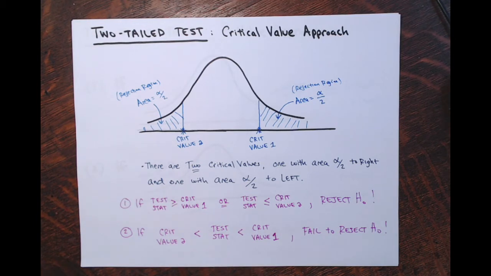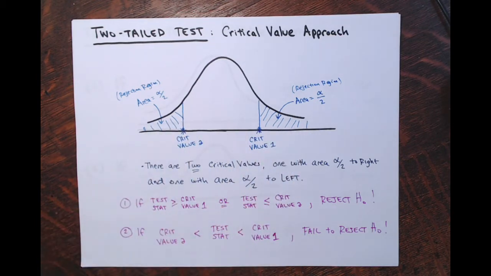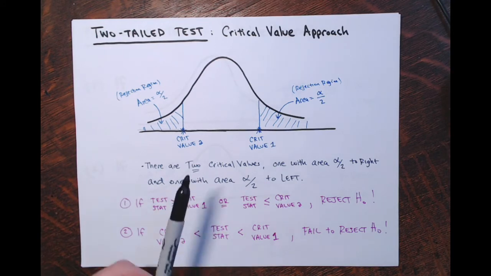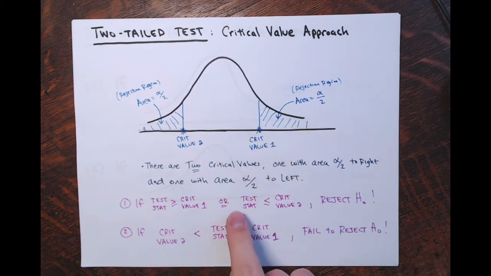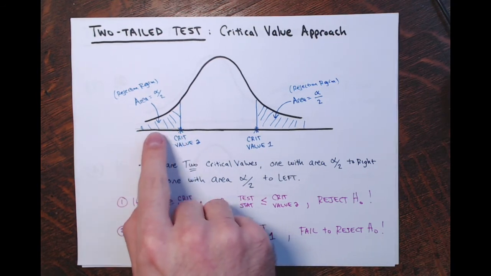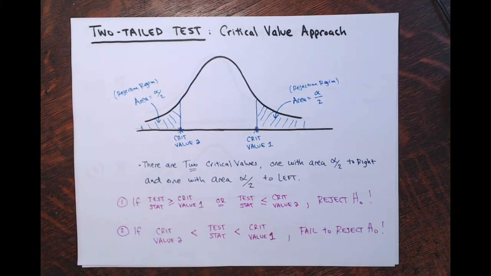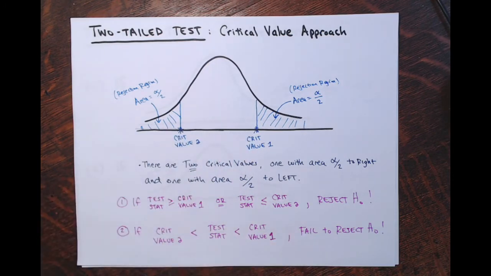And then again, it's just a matter of, you find your test statistic and compare it to these critical values. If you're in one of these rejection regions, then you reject the null hypothesis, and if you're in between them, you don't reject. So if the test statistic is greater than or equal to critical value 1 here, the right critical value, or if the test statistic for our sample is less than or equal to this critical value on the left, then we're rejecting the null hypothesis. If the test statistic is between them, not in either of these, then you're not going to reject. You're going to fail to reject the null hypothesis.